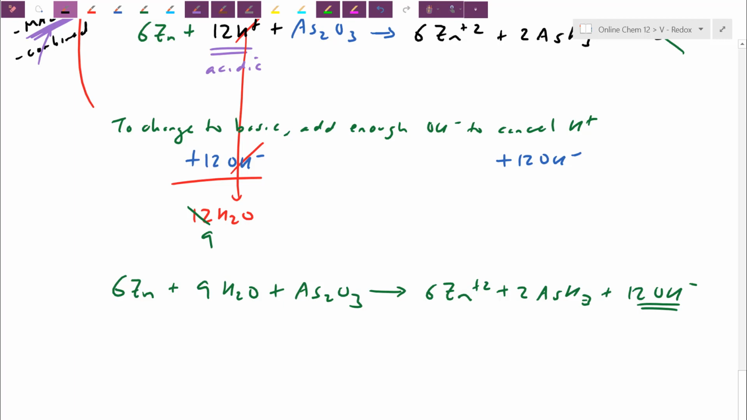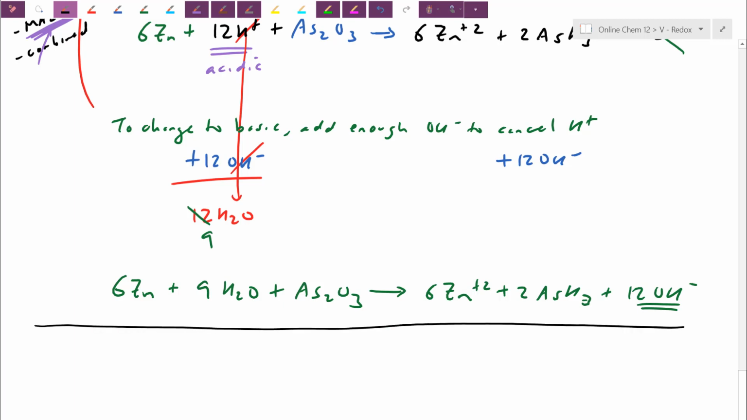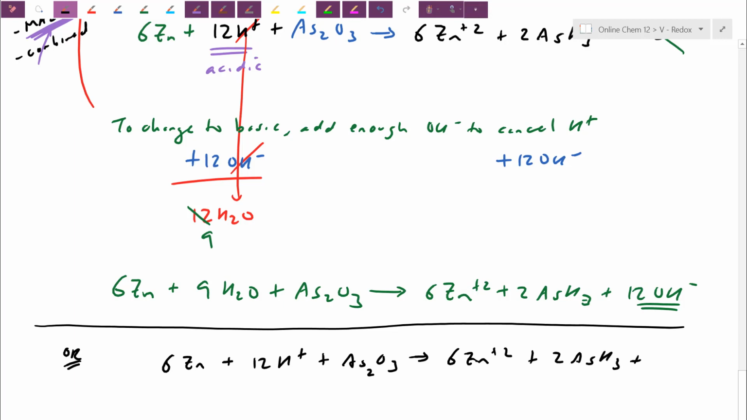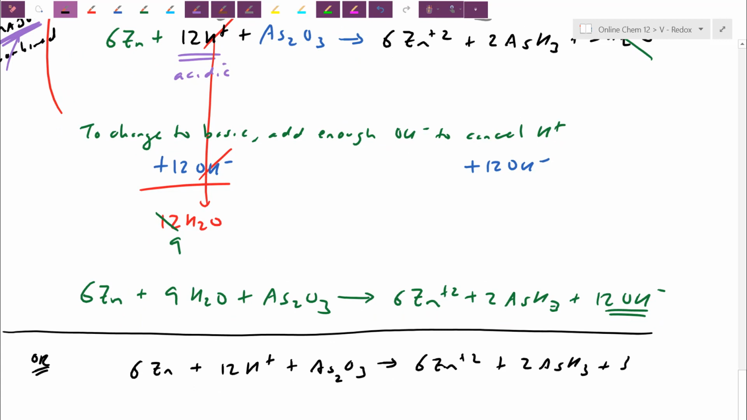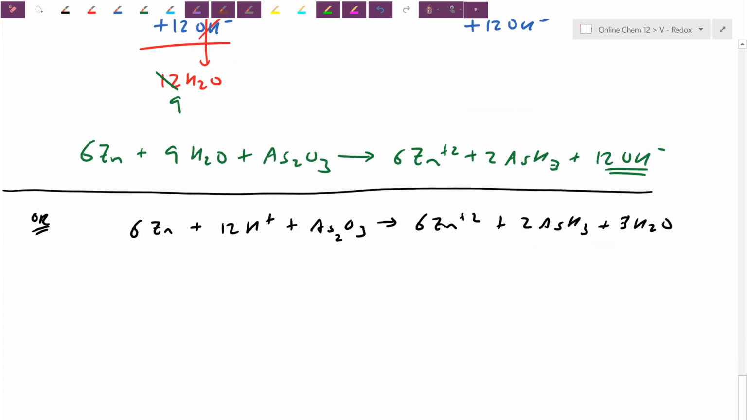What you can do is you can actually add the self-ionization of water. So let me just recopy this down here, 6Zn and 12H plus, As2O3, becomes 6Zn plus 2. This was it balanced in acidic solution. Earlier we had 3 waters. Okay. To convert to basic, again, the goal is to get rid of these H pluses. What I did is I added hydroxide to directly neutralize it.